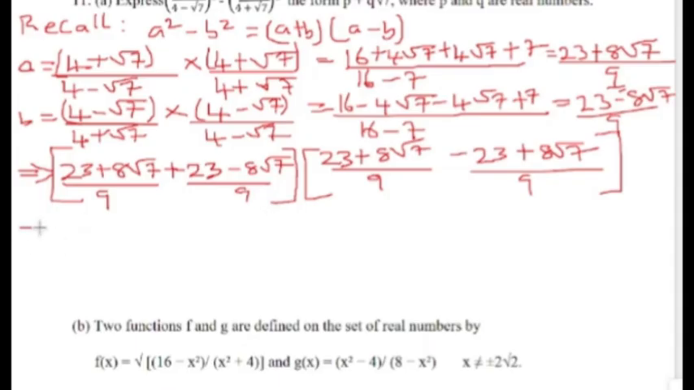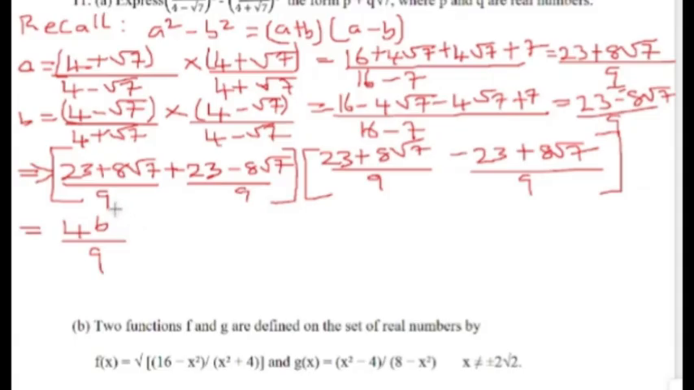Okay, so what do we do next? The LCM here is the same, so that is 9. So 23 plus 23 gives me 46. So I'm going to have 46 over 9. Why? Because 8 root 7 minus 8 root 7 will cancel out. The denominators are the same.